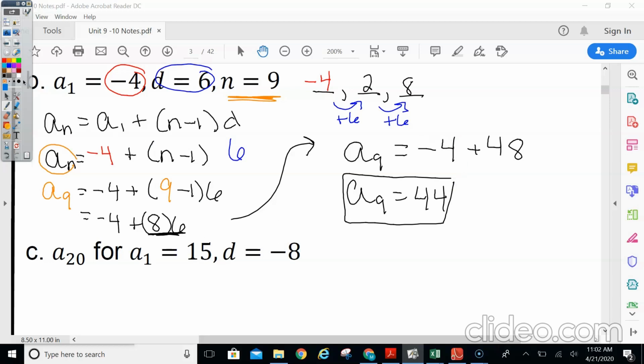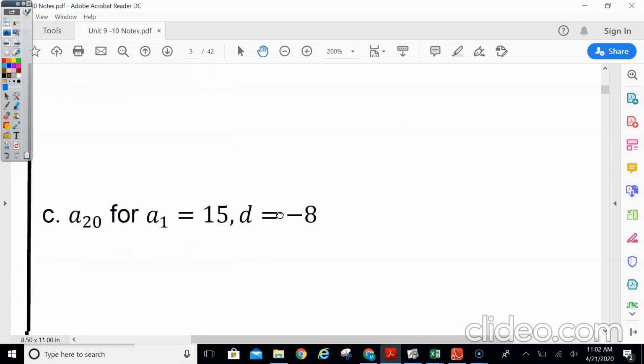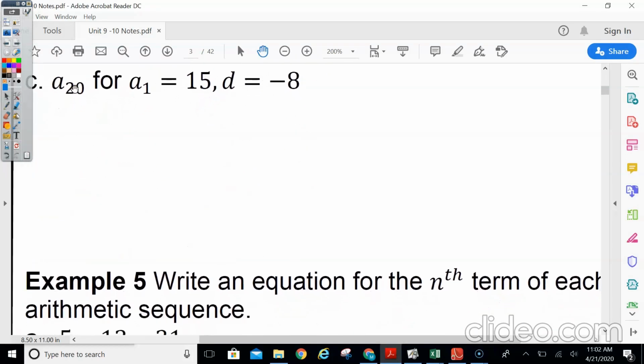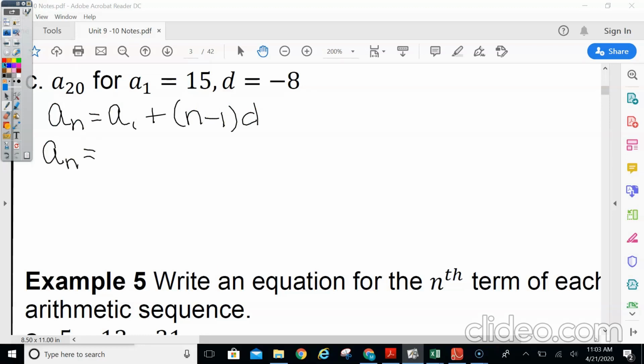Okay, and then C here, again, same type of question, asked in a slightly different way. So it wants us to find a sub 20 for this sequence right here, when a sub 1 is 15 and the common difference is negative 8. So again, formula. You don't have to write the formula every time. I do, just so that you know what I'm plugging in for. Okay, so the first one is 15. And now we do n minus 1. And sorry, it's giving us a common difference of negative 8.